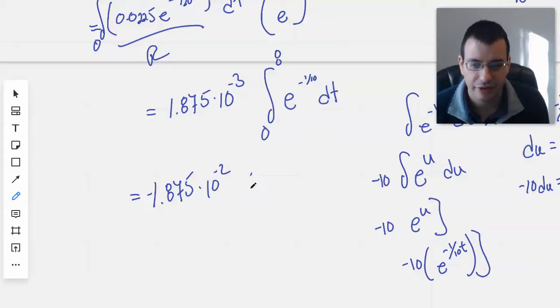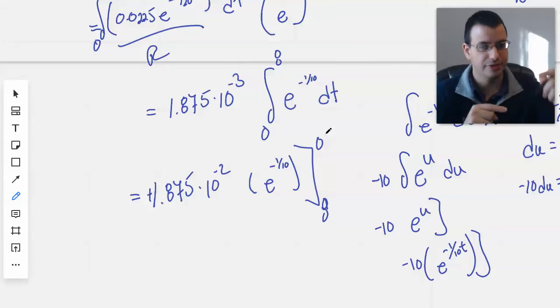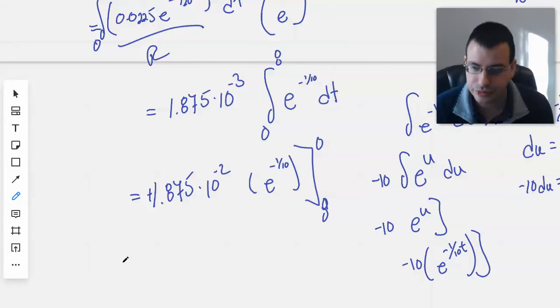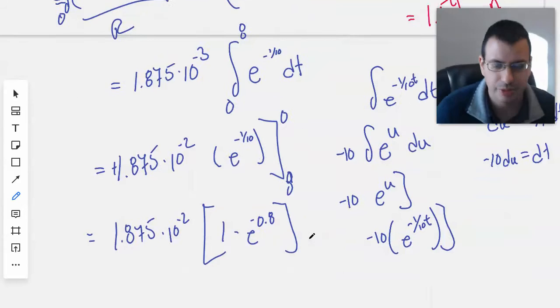And then we have, do a little parentheses here, e to the negative 1/10, and I will do 0 to 8. So I took that negative and just flipped the limits of integration, 0 to 10, which is 1.875 times 10 to the negative second. And then this will be 1 minus e to the 0.8 negative. Okay, it seems reasonable. Maybe.